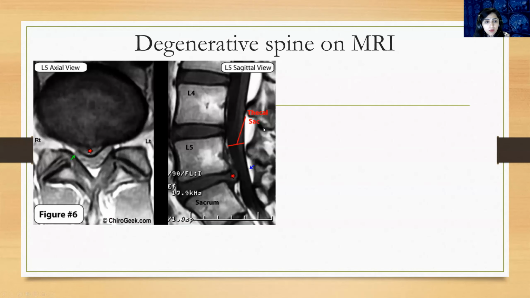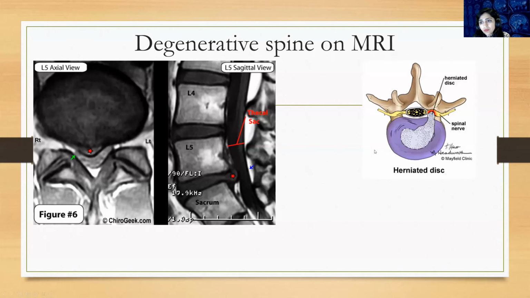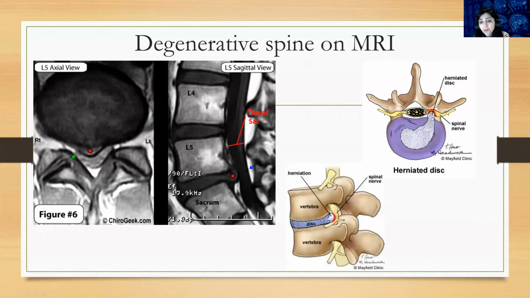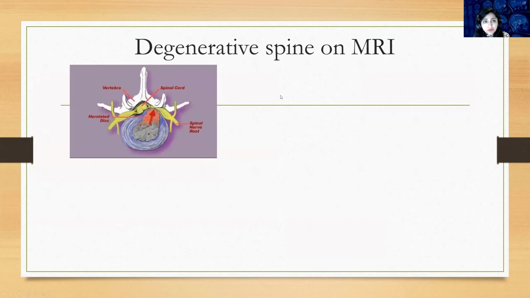Degenerative spine on MRI. This is the disc bulge, which is causing compression on the thecal sac. These are the exiting nerves. I think they are okay. So this patient is probably having more of a back pain, not radiating down to the legs. Again, a herniated disc. This is causing compression on the nerve, and this nerve is present in the lateral recess. Again, a disc herniation causing compression on the nerve.